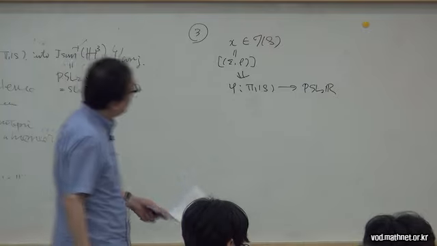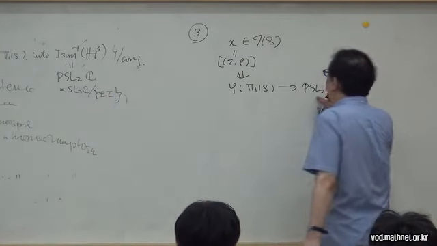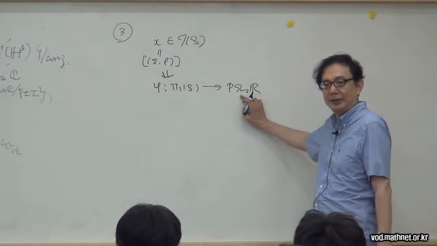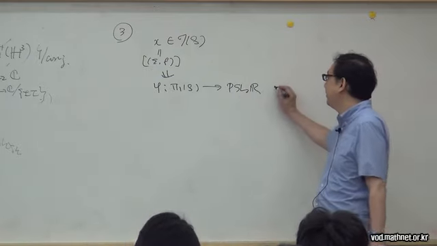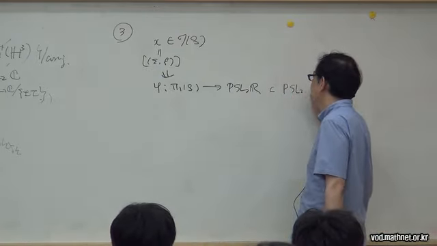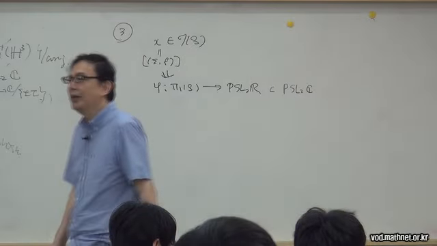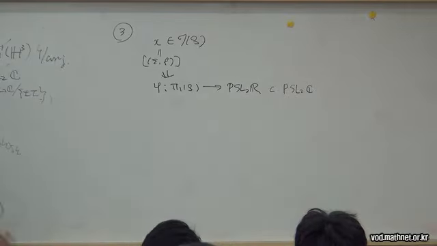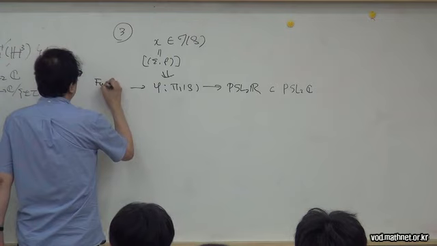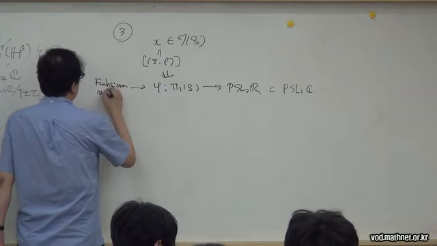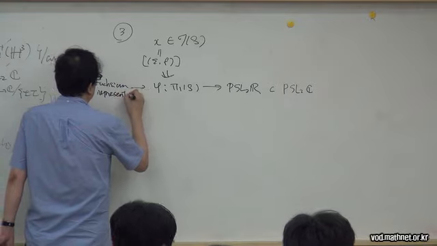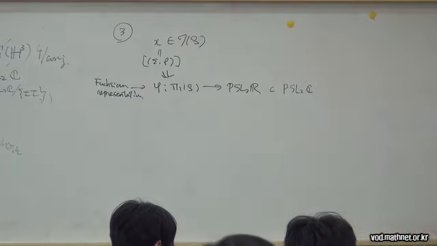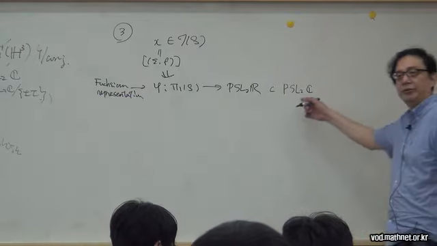Now, we would like to generalize it to dimension 3. We'd like to change the PSL(2,R) to PSL(2,C). But PSL(2,R) is evidently a subgroup of PSL(2,C). So this representation, which is called a Fuchsian representation, is also regarded as a representation into PSL(2,C).